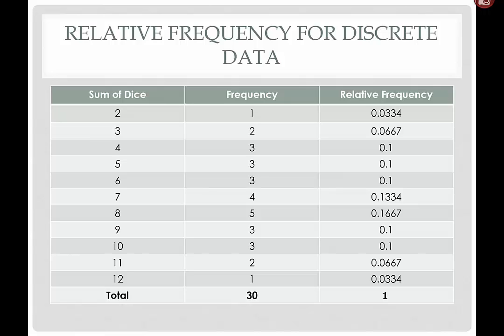And then we take a look at the frequency of the rolls. So only one roll gave us a 2, and so then we divide that by 30 because there were 30 rolls, and so we can see that the relative frequency was 0.0334. Okay, and then you can do that for all of the rest of those trials.